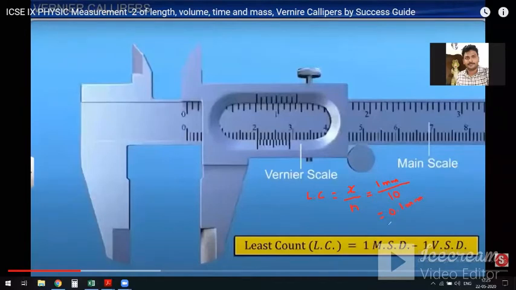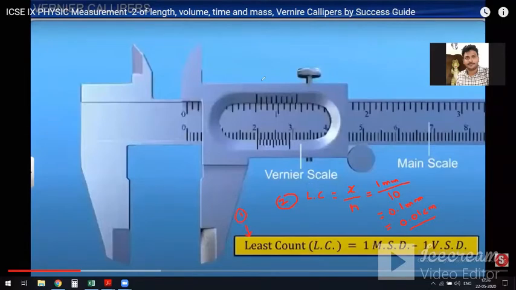So both methods are the same. It means by both methods we are getting the same answer. We want to convert mm into centimeter, which will equal 0.01 centimeter. Okay, so this is what I mean to explain. This is your second method for calculating least count, and this is your first method for calculating least count.